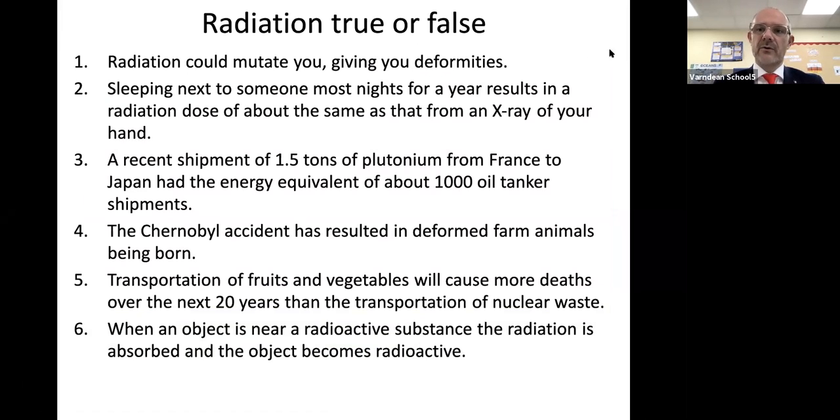So here's a quick true or false. What I'd like you to do is just take a moment to read that. I'm not asking you to type it in the chat box or anything, but just to yourself, decide whether you think these things are true or false. Can radiation mutate you, giving you a deformity? We'll have a true or false for that.